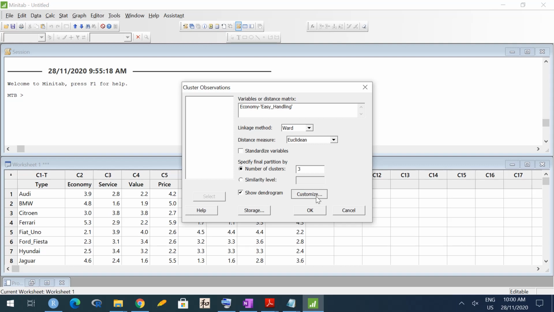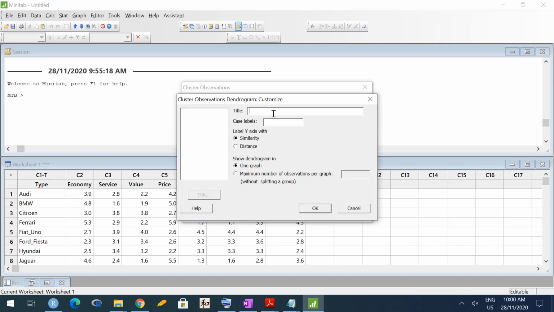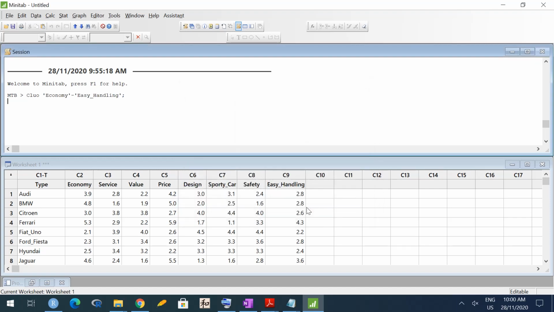So we'll say show dendrogram, and give whatever title, say cars, and case labels, so the names of the observations. The type of the car is the name of the observation, so we can have it on the x-axis. And on the y-axis, do we want similarity or distance? In theory we have done distance, so this time let us try similarity. Showing the dendrogram in one graph is needed if I have too many observations, because then the graph would not be readable, so you can split it. But today we have quite few, I think only around 24 observations, so let's go ahead with only one graph.